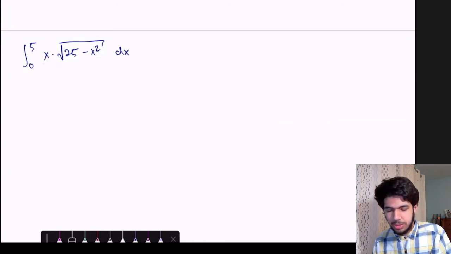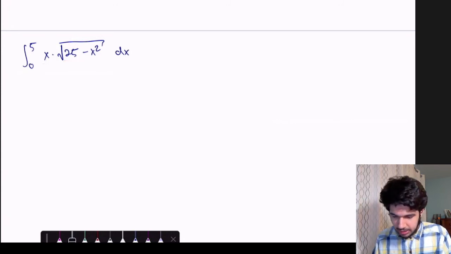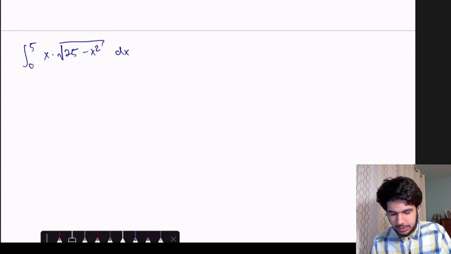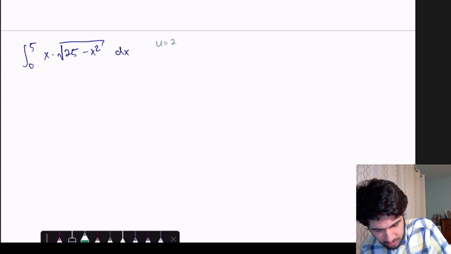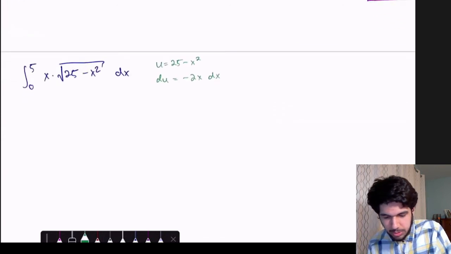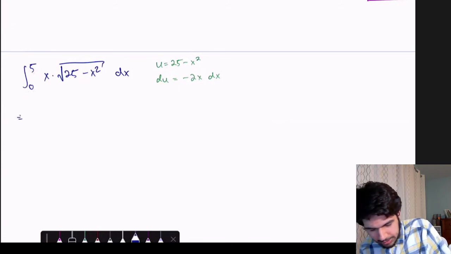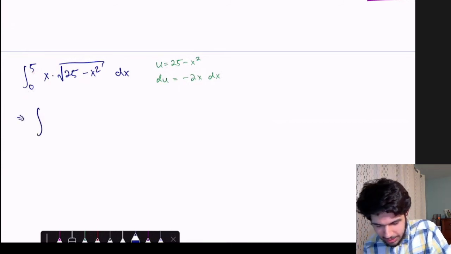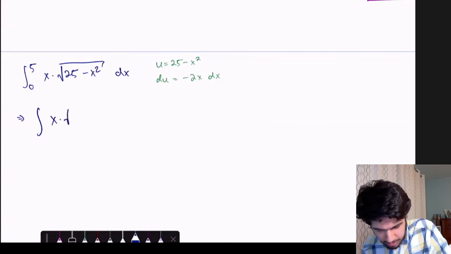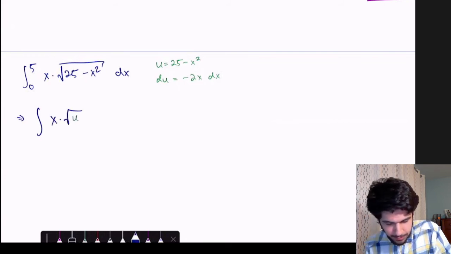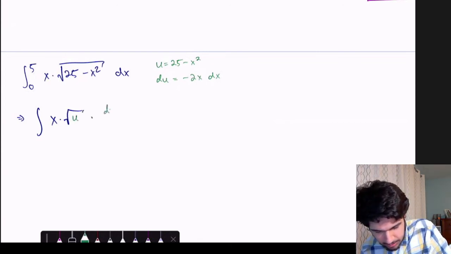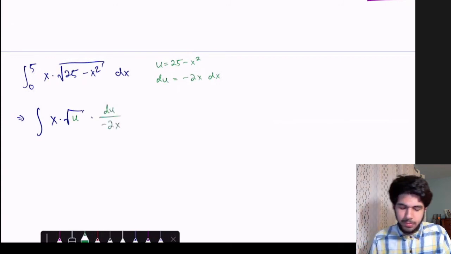So we want a u that hopefully has that x squared in it. So let's just try to use this entire 25 minus x squared. So u equals 25 minus x squared. Du equals negative 2x dx. And we do have limits here, so we'll be sure to take care of those in just a moment. So let's just rewrite this integral. We'll worry about the limits later. X times the square root of u now, and then dx is going to equal du divided by negative 2x.